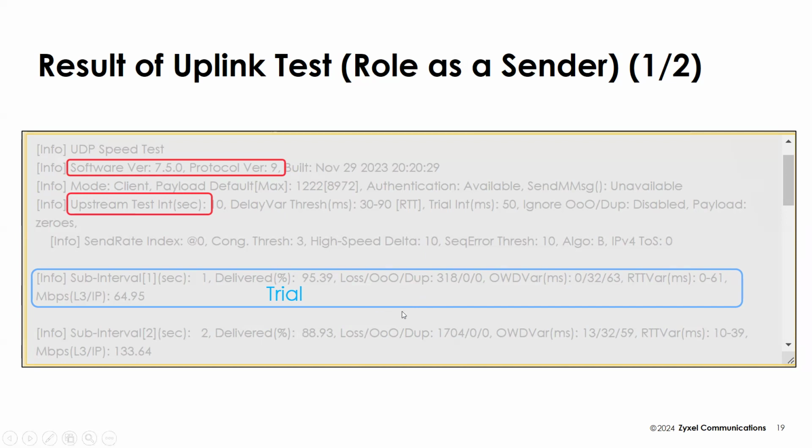The next one, the OWD bar, refers to the variation in one-way delay, which is the time taken for a packet to be transmitted across a network from a source to a destination. And there's another one, the RTT, which means round trip time. It's the time taken for a packet to travel from the sender to the receiver, and the time from the receiver back to the sender.